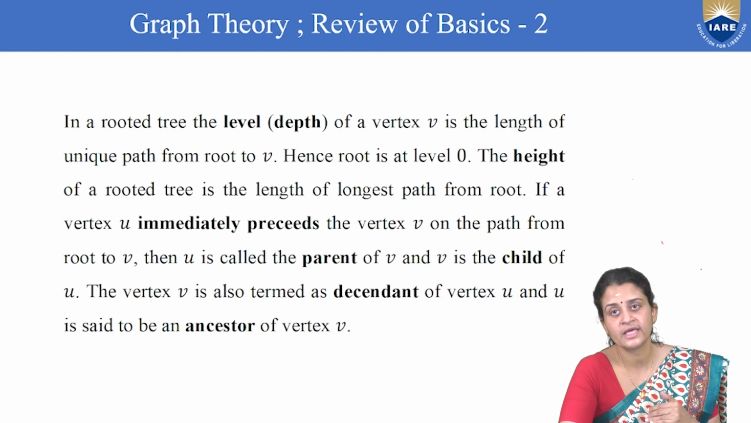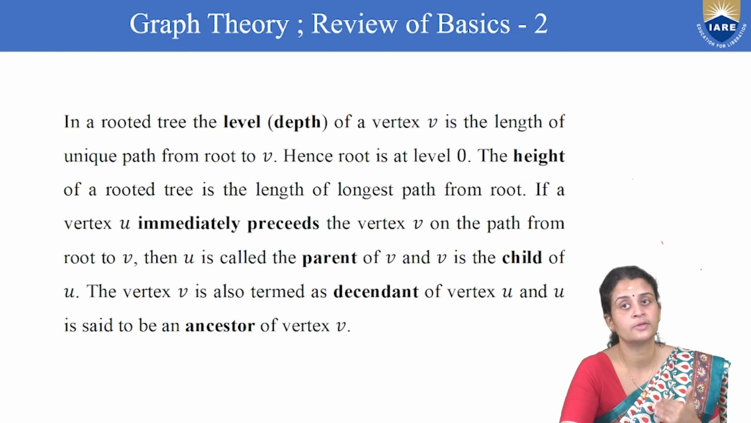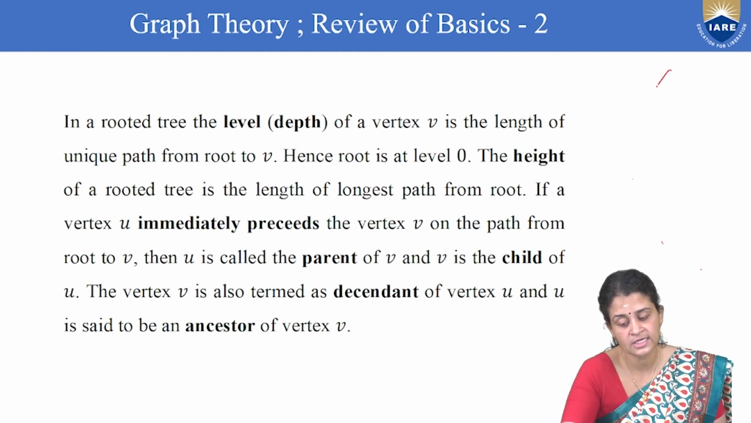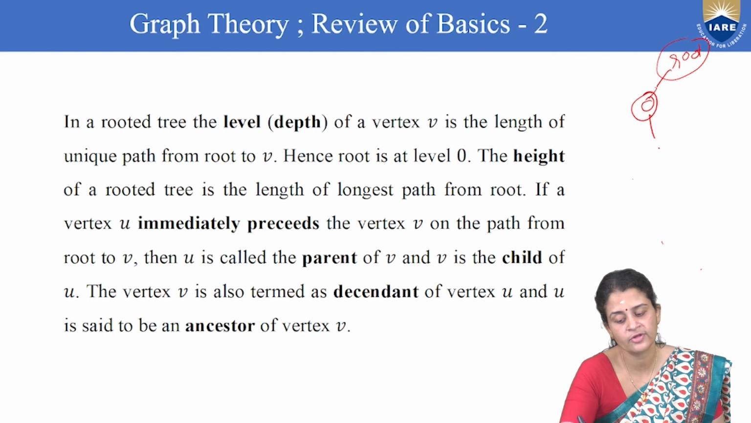If a vertex U immediately precedes a vertex V on the path from the root to V, then U is called the parent of V, and V is called the child of U. So in our case, we had the root, that is start. From there we had 0, from there we went to 2, from there we went to 8, and from there we went to 11.